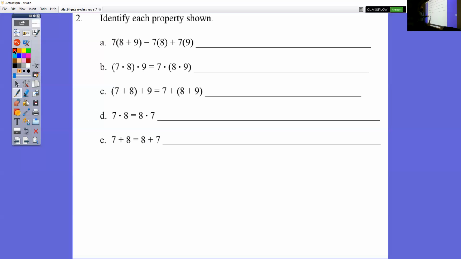So remember my thoughts on Friday for remembering what the properties are. Remember that commutative switches the order, associative switches the grouping. In letter A, we are actually doing the distributive property. We're taking the number outside the parentheses, multiplying it by both of the things inside. So this is the distributive property.